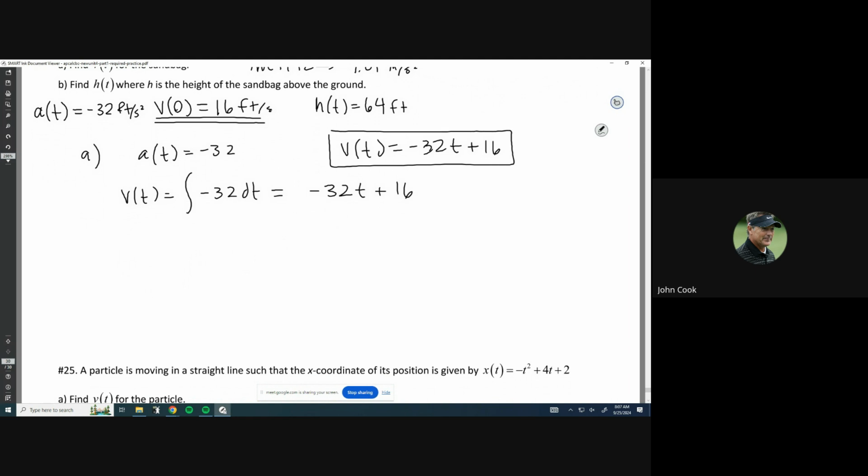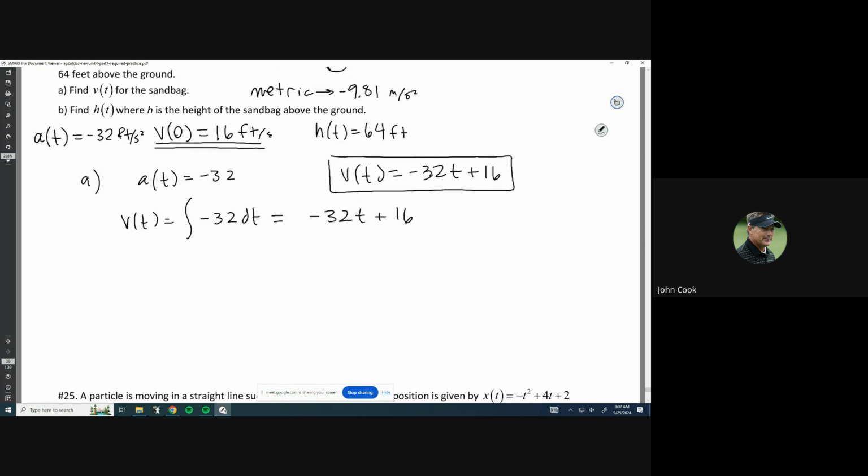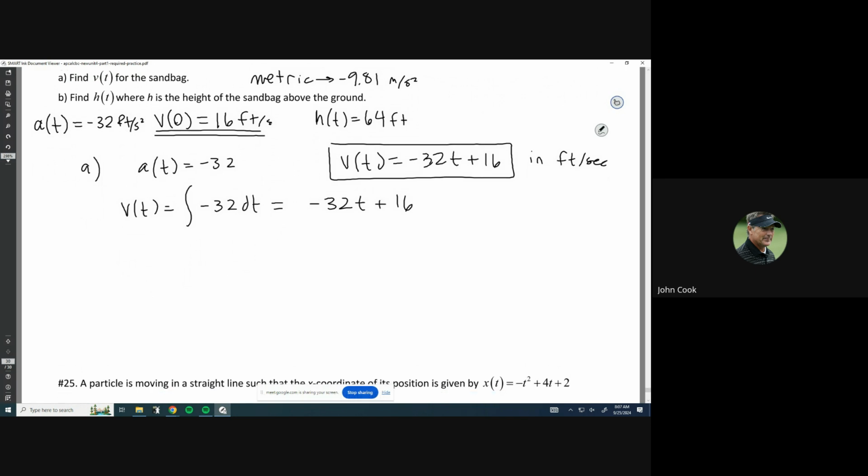You don't really have to include units, but I guess you can say it afterwards, so in feet per second or something like that. I don't think I'd take points off if you didn't include that though. I don't think AP would either.